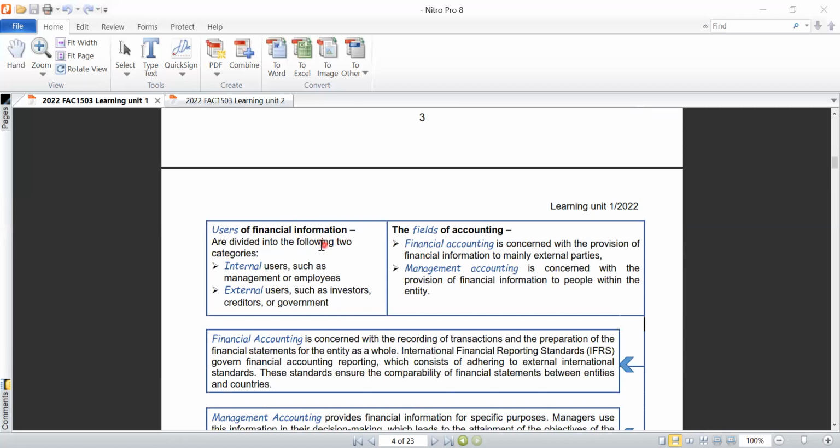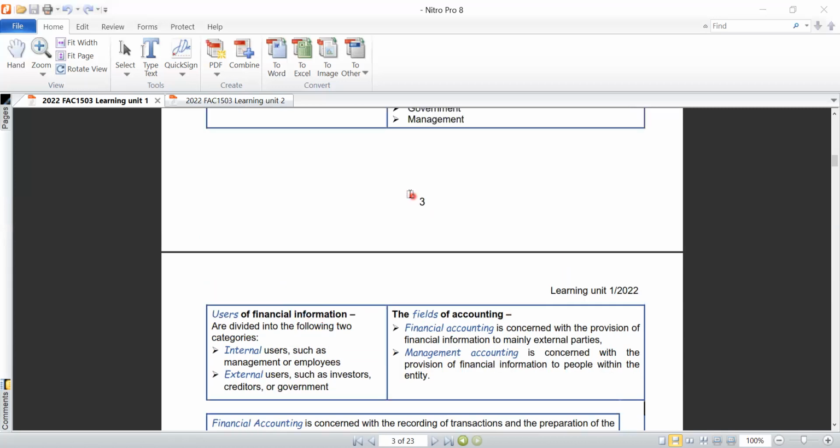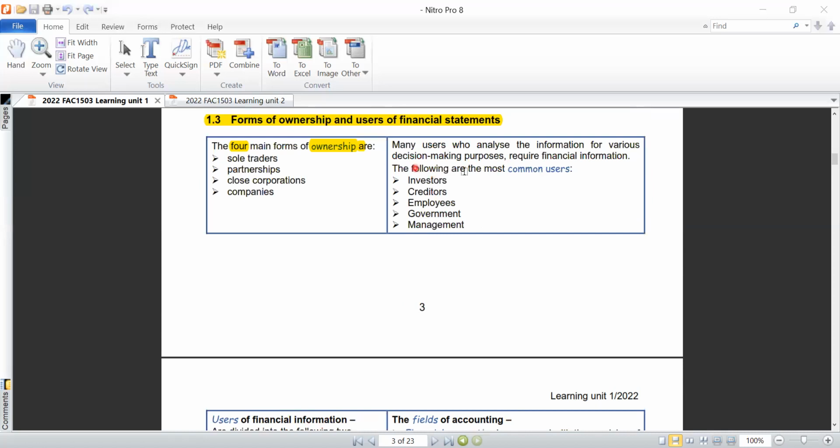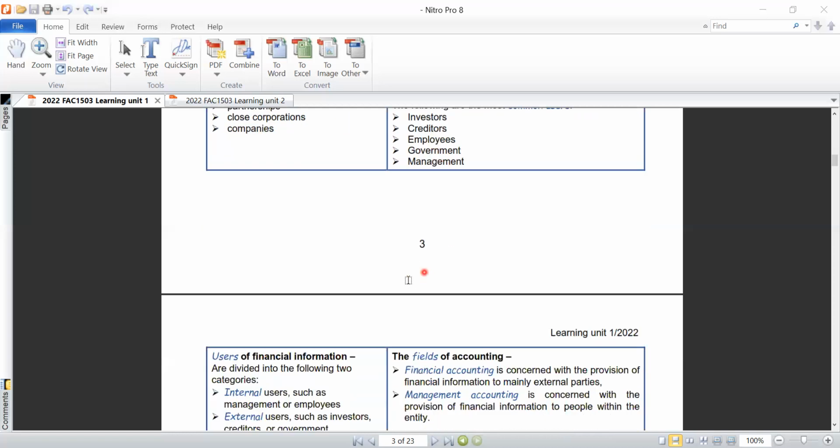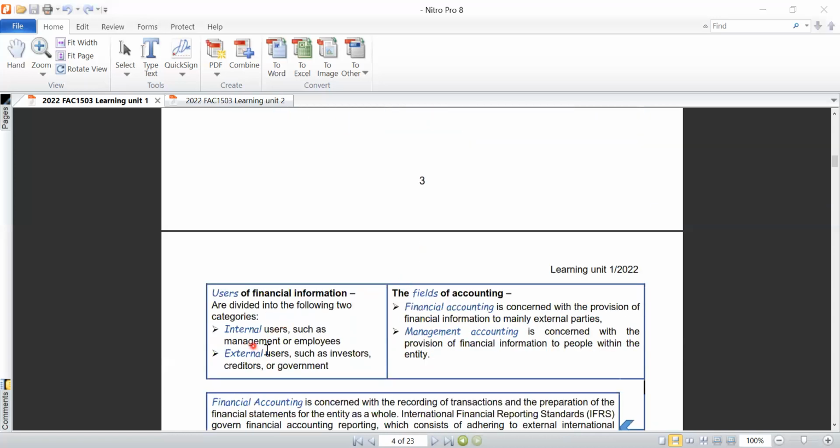Users of information. So you see these groups that you're seeing here, the users of financial statements, they can be classified as internal users and external users. For example, the internal users are these ones: employees and management. Those are the internal users of financial information. What about external? External will be investors, creditors, and the government.